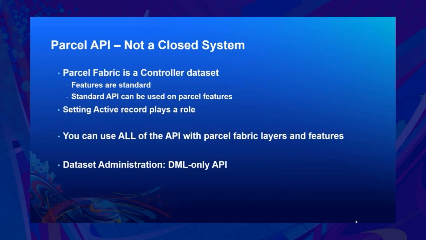Thanks, Ken, that was great. As you saw when Ken created the point, he was just using the standard editing API to set the create function on the edit operation, then he ran execute. There was no Parcel API involved in that particular call, though in the previous steps, of course, Ken had set an active record, and so the new feature was assigned the GUID of that active record.